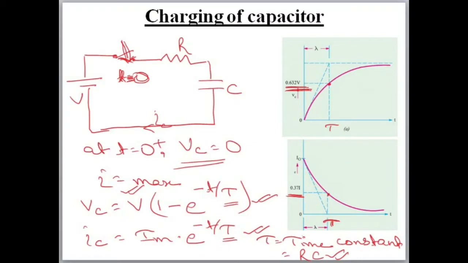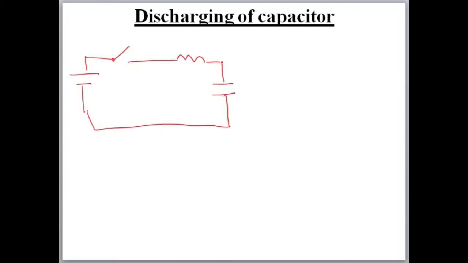Okay, so next is discharging of a capacitor. Now again I will make a similar circuit. Suppose this is your supply voltage, this switch, resistance, capacitance. Again we are giving one switch and here any load is there, RL. This is your R, this is C, this also can be switched on.